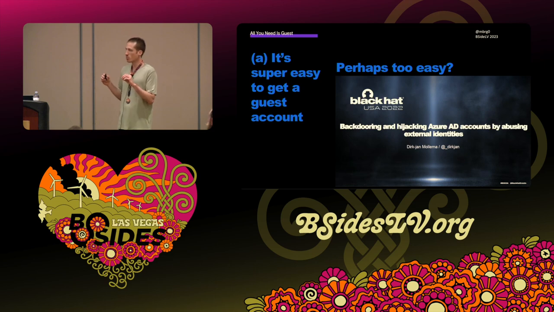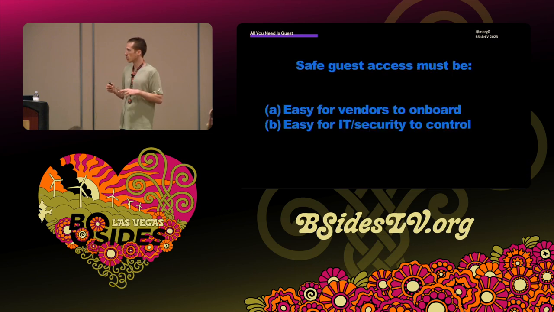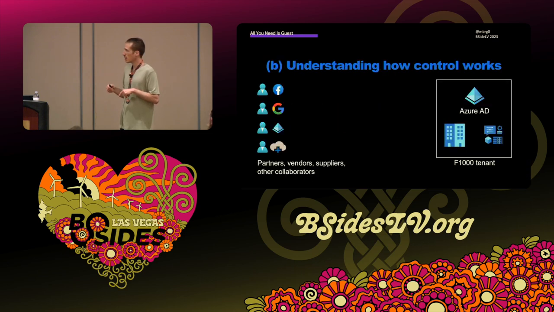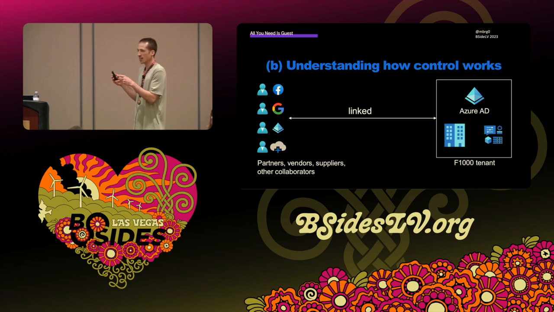The second thing that I need to prove to you is that it's still easy to control. It's easy for IT and security to control. And so let's see that part. In order to do that, we need to understand how Azure Active Directory guest actually works. On the vendor side, the partner side, you could be using any type of identity provider. You could be using another AAD account, but you can use Google Suite or Okta or whatever you'd like. The way that it works is that it creates a link between those two directories. So you get authenticated with your home tenant, and your guest tenant just trusts that authentication.